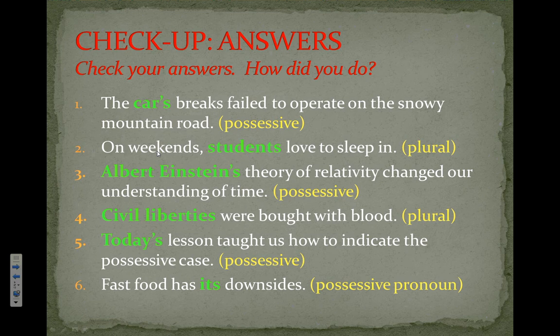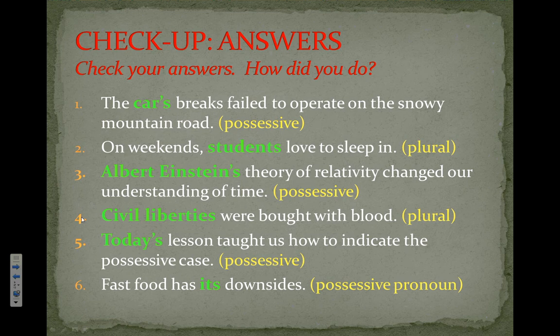All right, number 2. On weekends, students love to sleep in. We're not showing possession of love. We're not talking about the love of the students. This is plural, not possessive. Number 3, Albert Einstein's theory of relativity changed our understanding of time. It's his theory, the theory of relativity of Albert Einstein. So I do want an apostrophe S at the end of this because I'm using the possessive case.